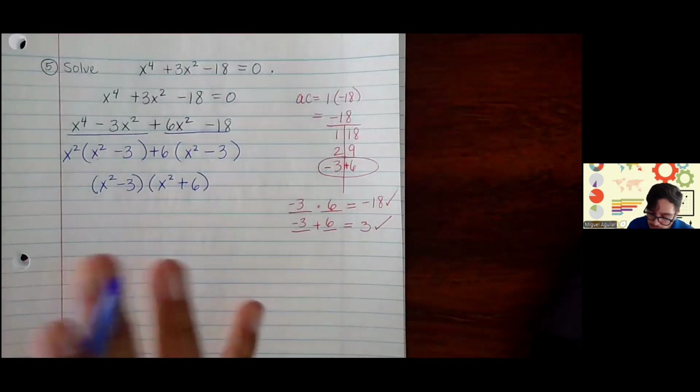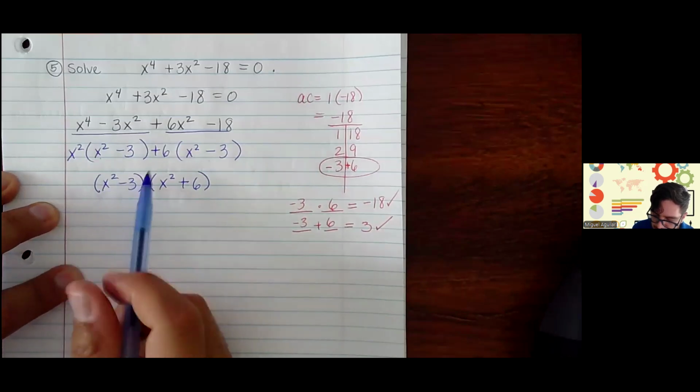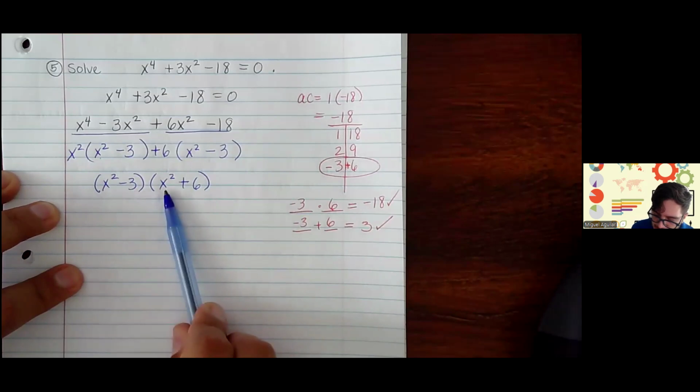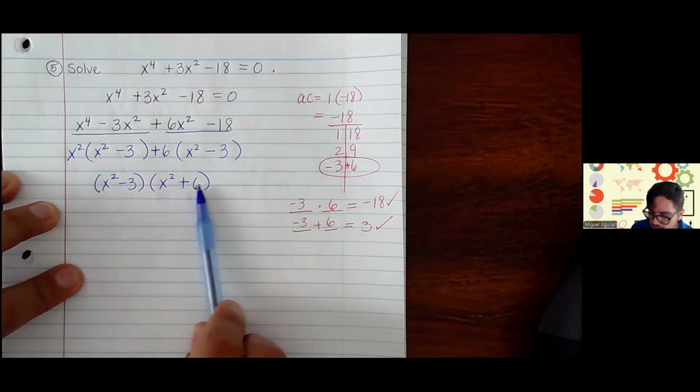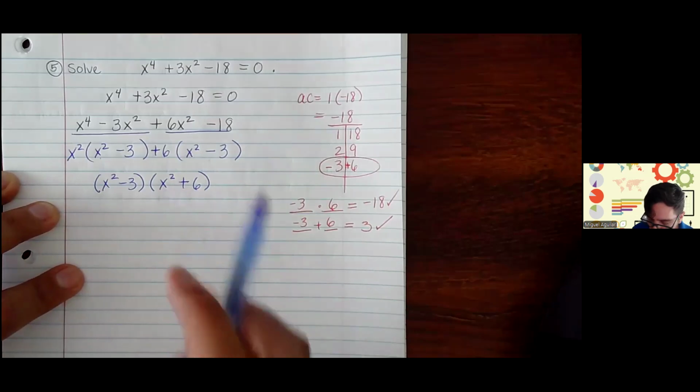We might take a pause here to ask ourselves, can we factor this using the difference of squares? Unfortunately, 3 is not a perfect square. And also we might ask, can I use the difference of squares formula here? But again, 6 is not a perfect square, nor is this a difference. This is a sum, so we can't use that formula.